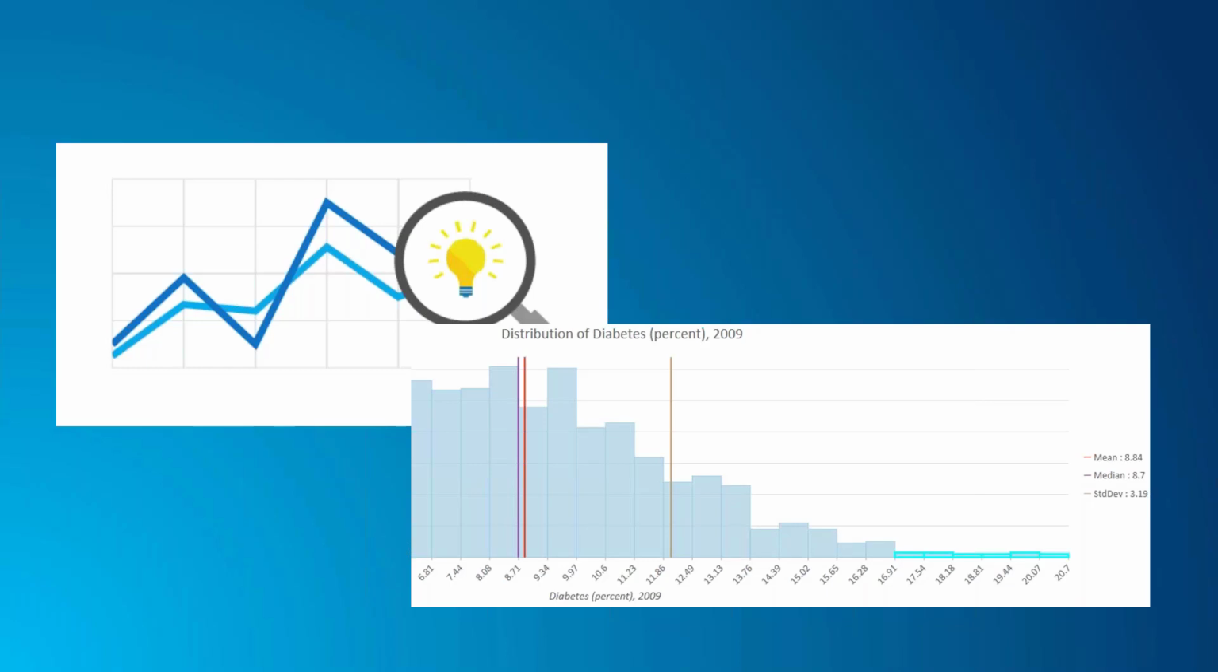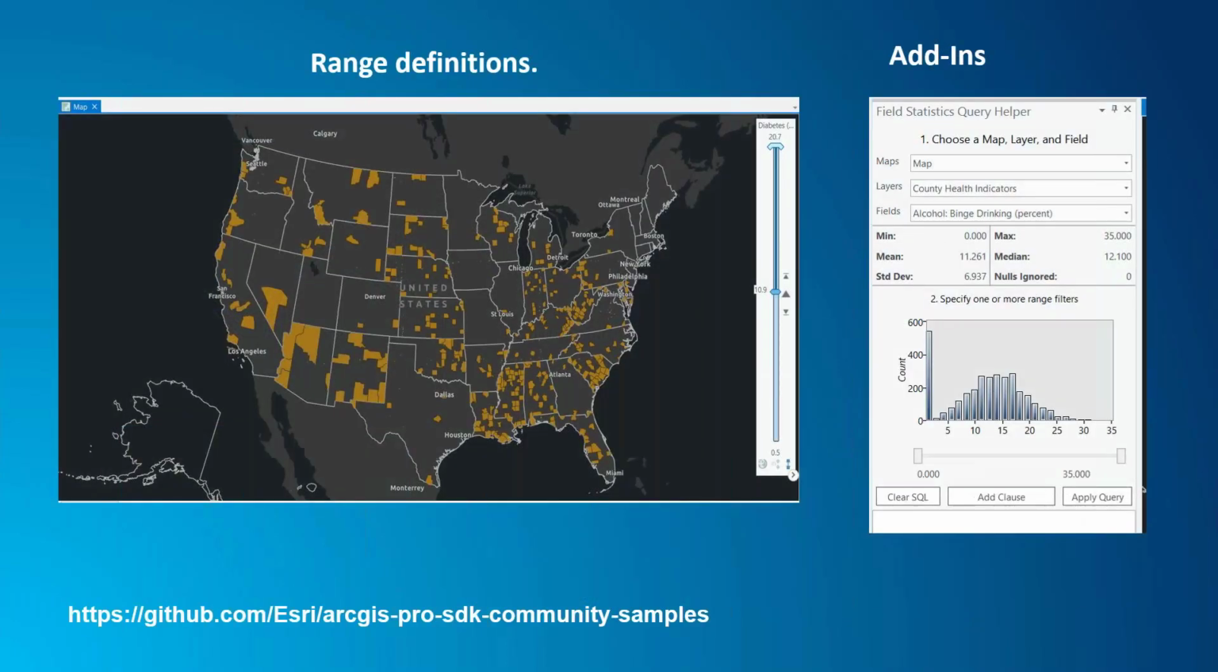And this is something that I want to highlight about ArcGIS Pro. The process of creating great and useful charts is really simple now. But ArcGIS Pro provides more than new chart capabilities. It has a complete set of tools for helping our users to perform multi-attribute explorations through range definitions.